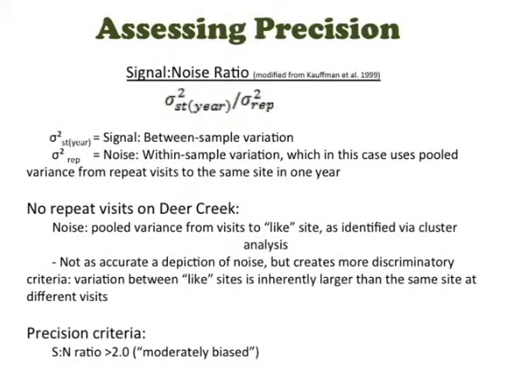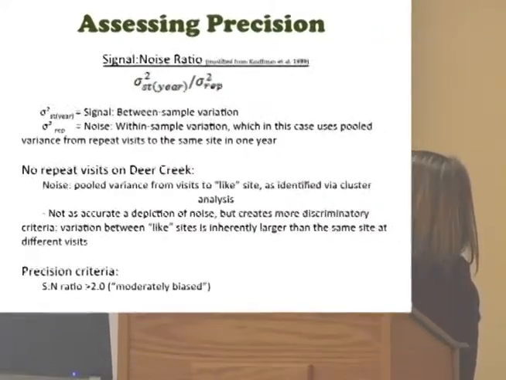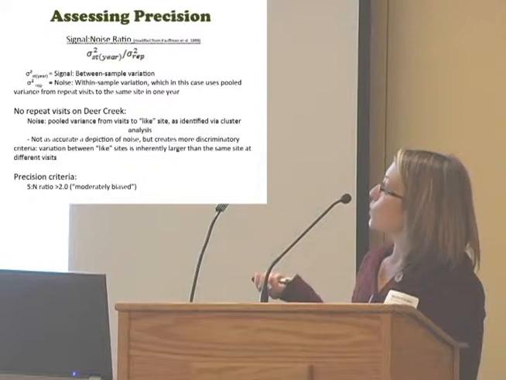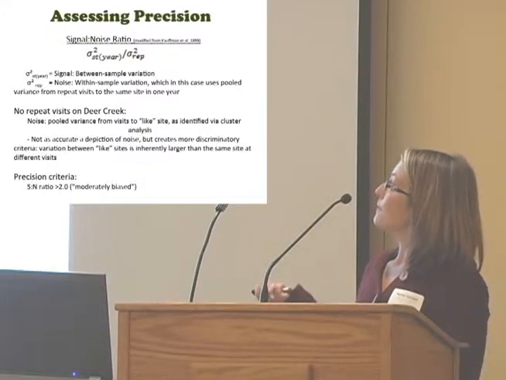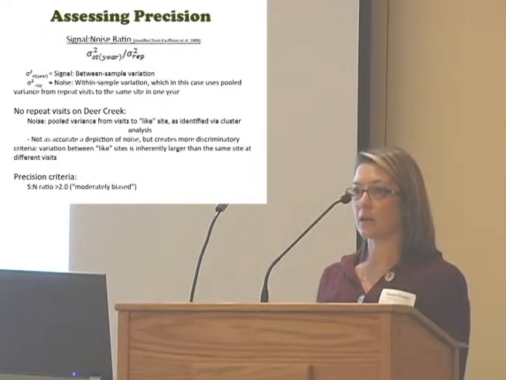So in order to assess precision, we used a modified signal-to-noise ratio from Kaufmann's EMAP protocol, where we're looking at a couple of different terms. And so this term on the left is our signal. This is our between sample variation. And the term on the right is our noise, or our within sample variation. In this case, we're using pooled variance from repeat visits to the same site in one year.